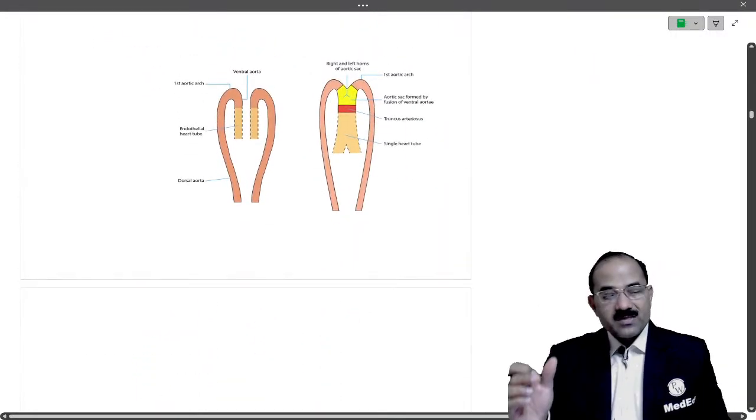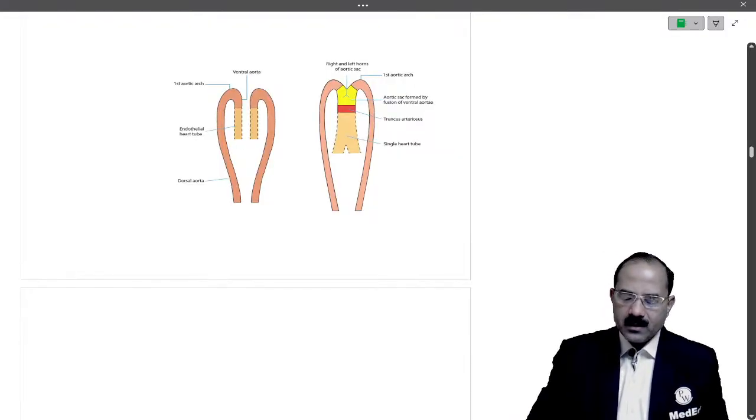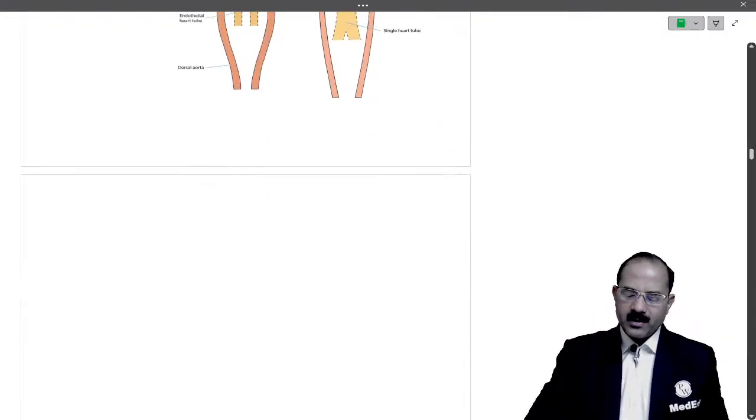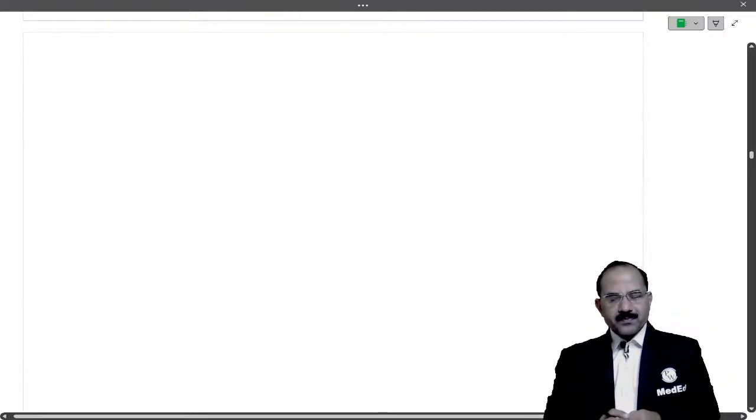Okay, coming to this now. This is another very important thing. Development of arteries. Itna bhi ho gaya na. So then that's fine. Okay, I'll start.